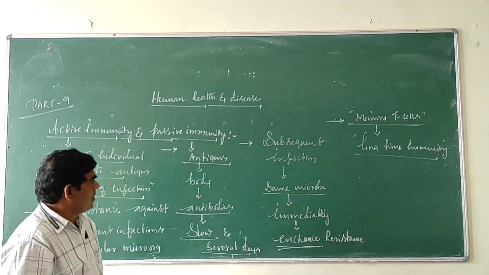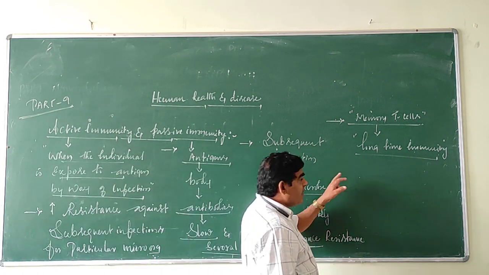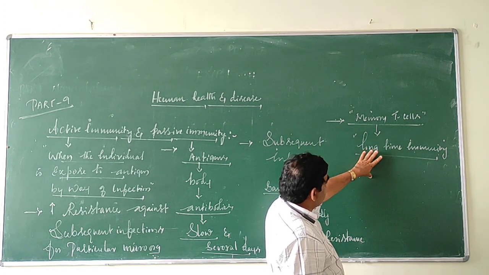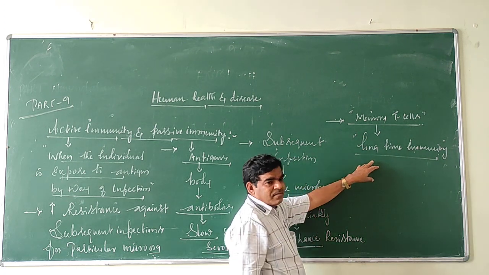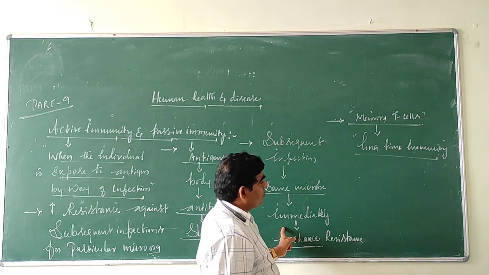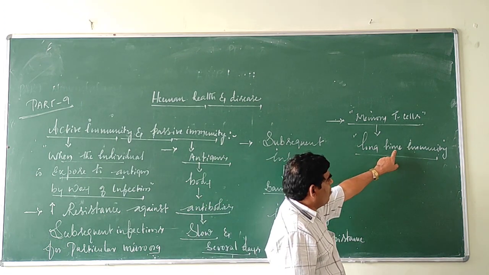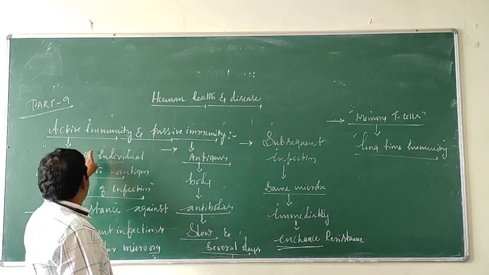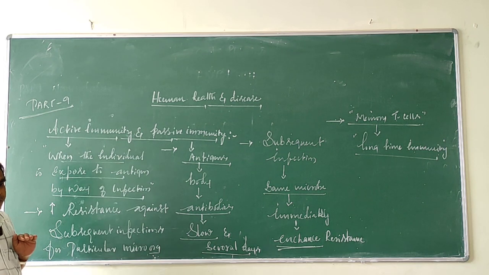So in the second time or subsequent infection, antibodies are immediately produced because memory T cells are produced. These memory T cells memorized the microbe that infected previously and produce long-time immunity. This is about active immunity.